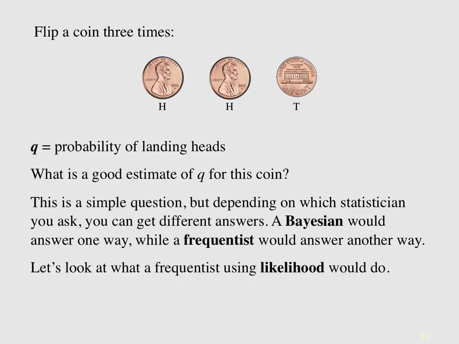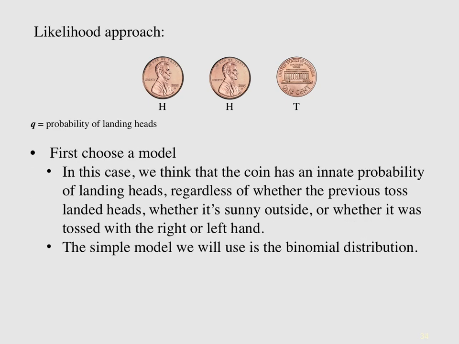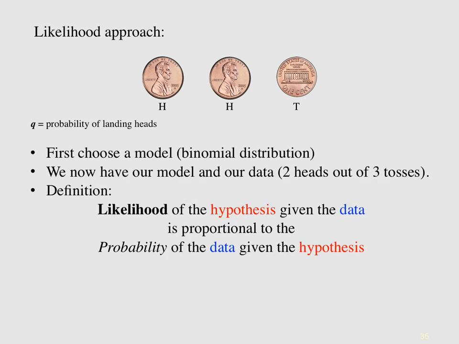All right, so let's talk about what a Frequentist just using likelihood would do. First, choose a model. We'll talk about how you choose models later today. But let's imagine a simple binomial model. The probability of landing heads is just based on some fixed Q. It doesn't depend on the weather outside or anything else; it depends on some innate property of the coin. So we'll use a binomial distribution for that.